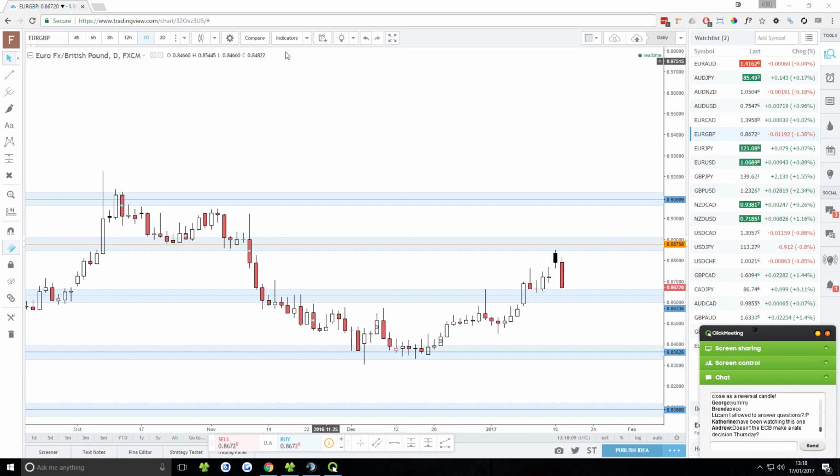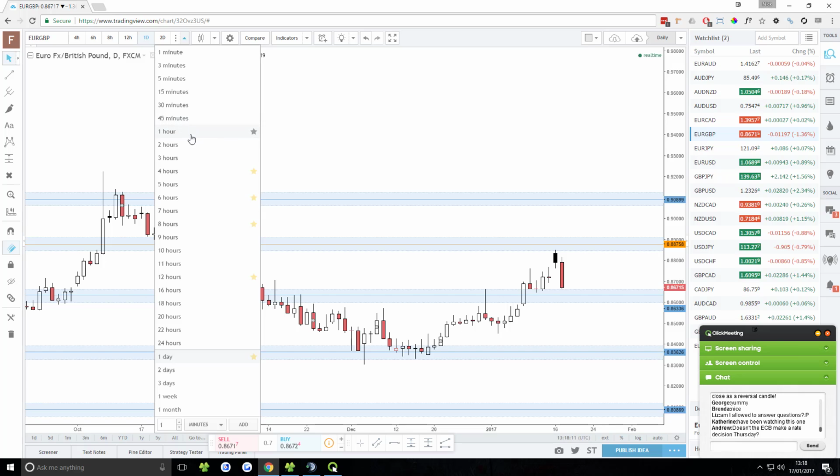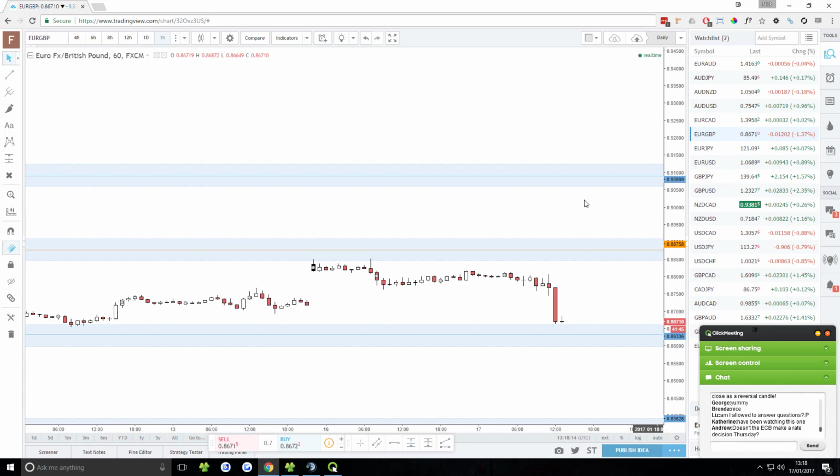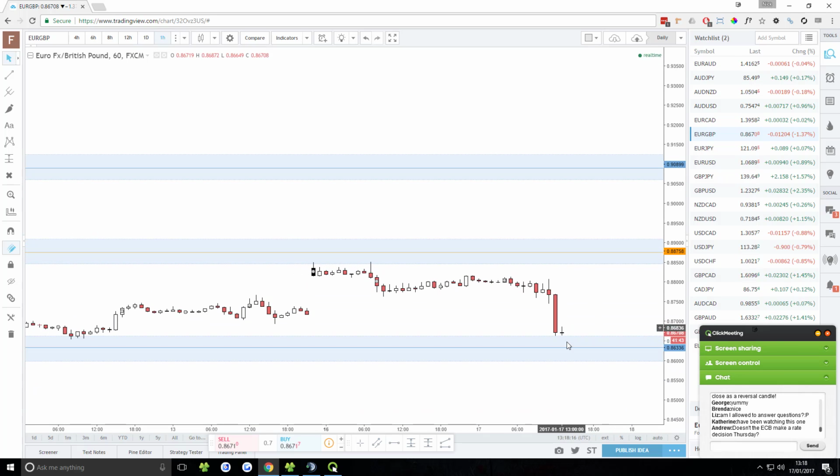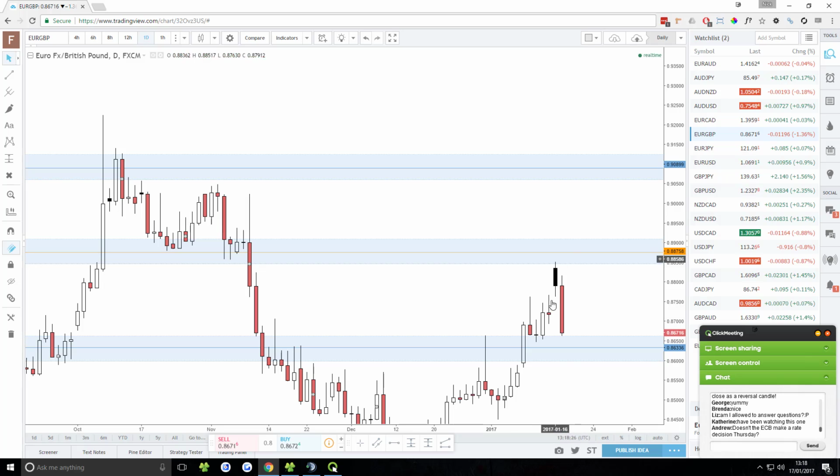Let's check the 1 hour real quick. I just want to see if price is stalling on the 1 hour. All right, so yeah, we are seeing some signs of price stalling here, but this is just the 1 hour. That might not carry through up until the 4 hour, the 8 hour, the 12 hour, the daily. It might not, but we are already seeing price slowing down at this support area. So let's see how this develops.